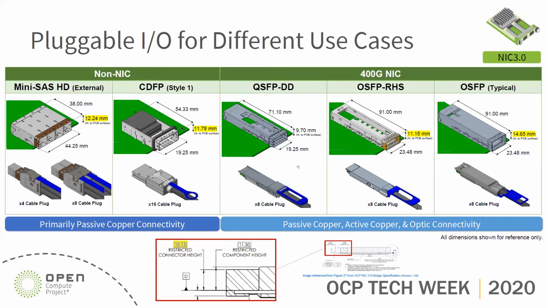The non-NIC use cases can enable primarily passive copper connectivity, potentially external PCIe cabling, things like that. And then we also have the 400 gig NIC, which is now going to enable other connectivity such as passive copper, active copper, and optical connectivity. We'll go to the next slide.